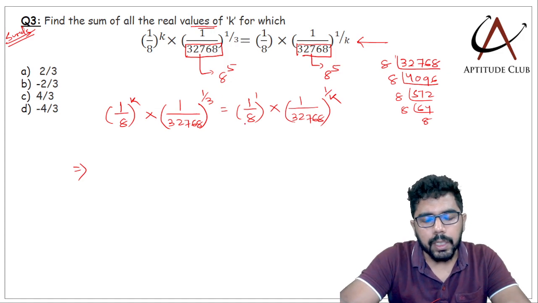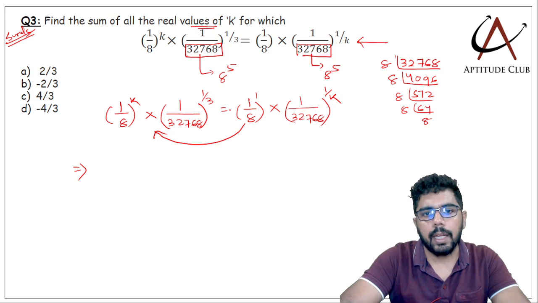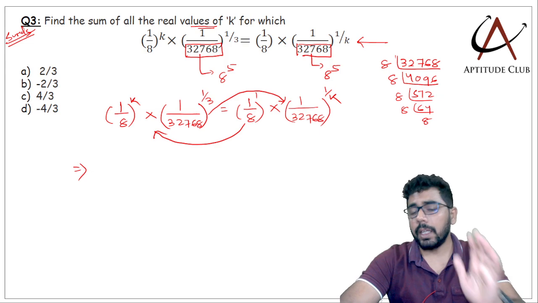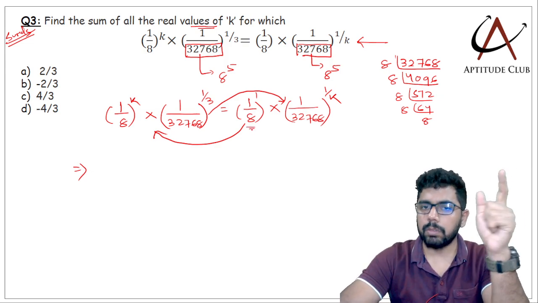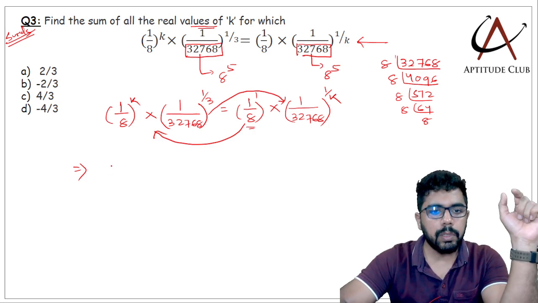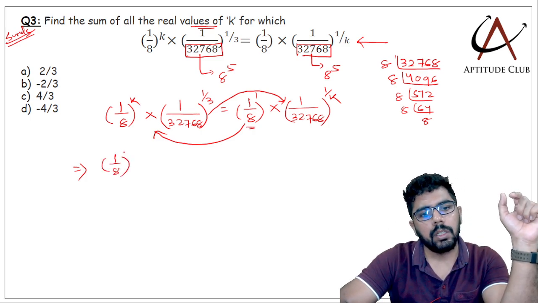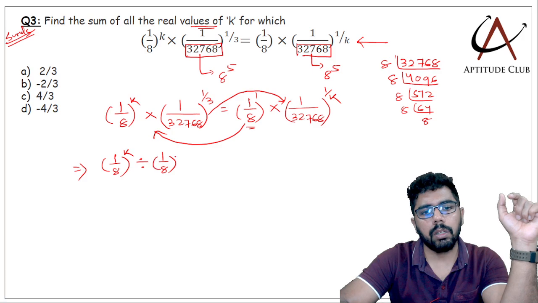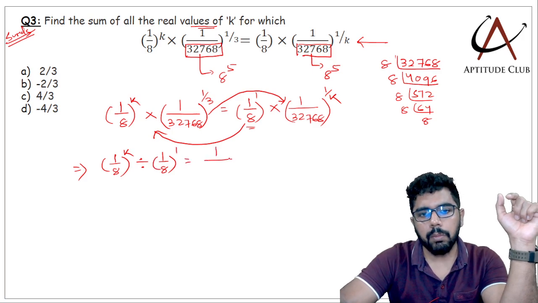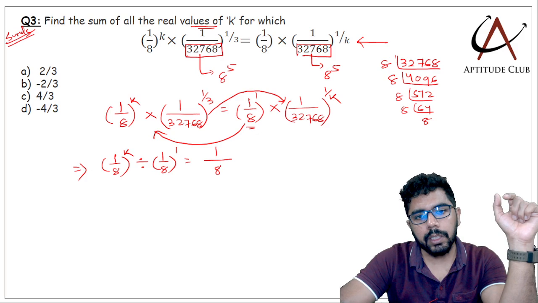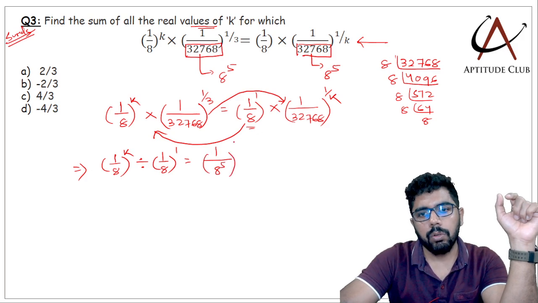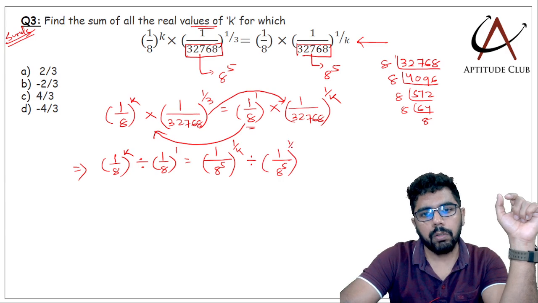So I'll bring this term to the LHS and I'll take this term to the RHS. Now in the LHS 1 by 8, in the RHS this 1 by 8 was multiplied. So on this side it will be divided. So 1 by 8, just for your understanding I'm going step by step, divided by 1 by 8 to the power 1 is 1 by this 32768, let me write it as 8 to the power 5 whole to the power 1 by k divided by 1 by 8 to the power 5 to the power 1 by 3.